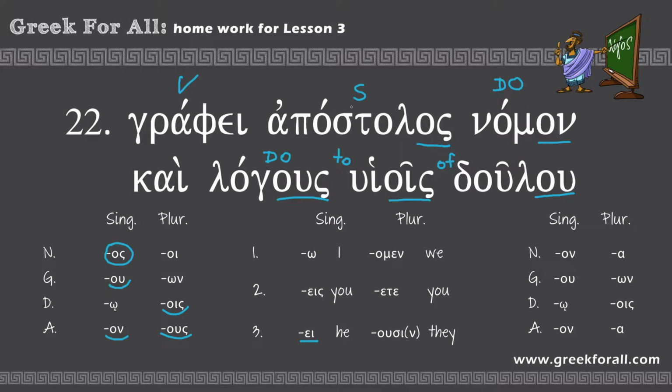Now we have our subject, the verb, the direct object, the indirect object. We are ready to translate. So we begin with the subject. An apostle writes a law and words to sons of a slave.